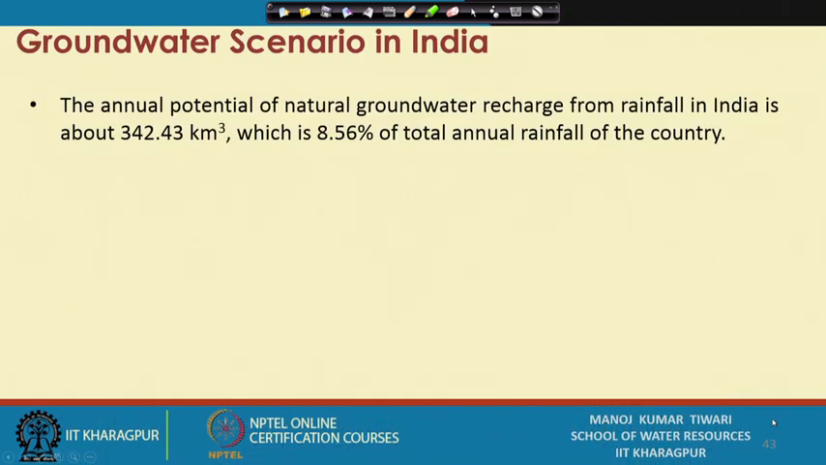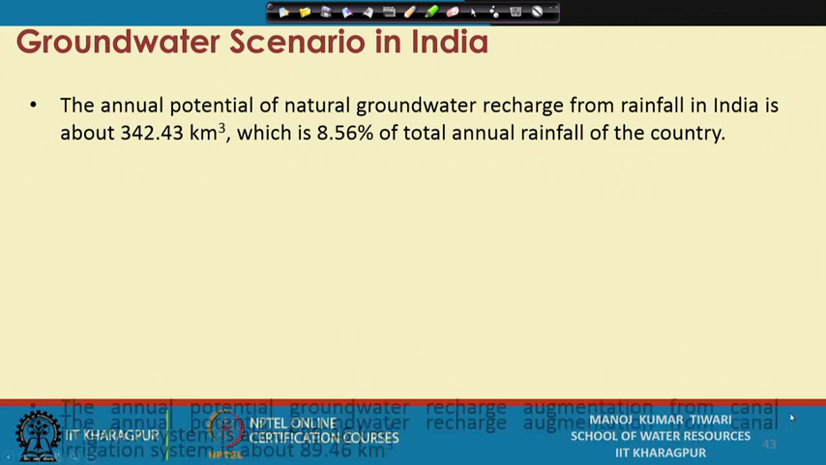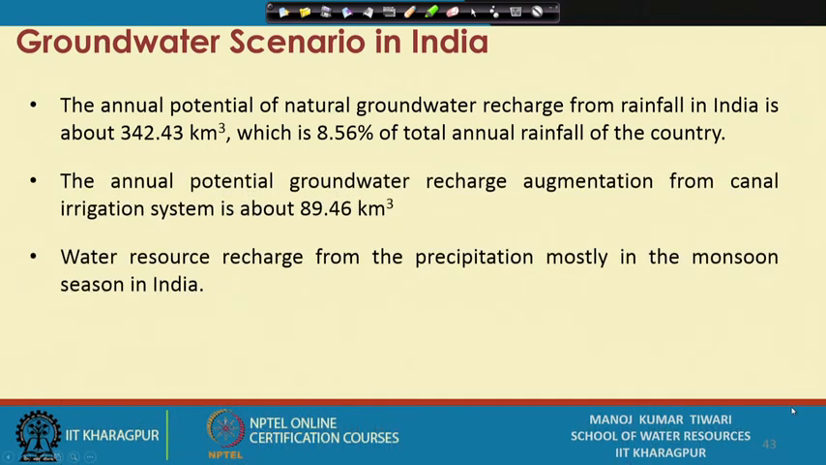Now, the annual potential of groundwater. So far we have been discussing primarily surface water sources, but let us look at the groundwater sources as well. The annual potential of natural groundwater recharge from rainfall in India is about 342 cubic kilometers of water, which is a little under 10% of the total annual rainfall in the country.